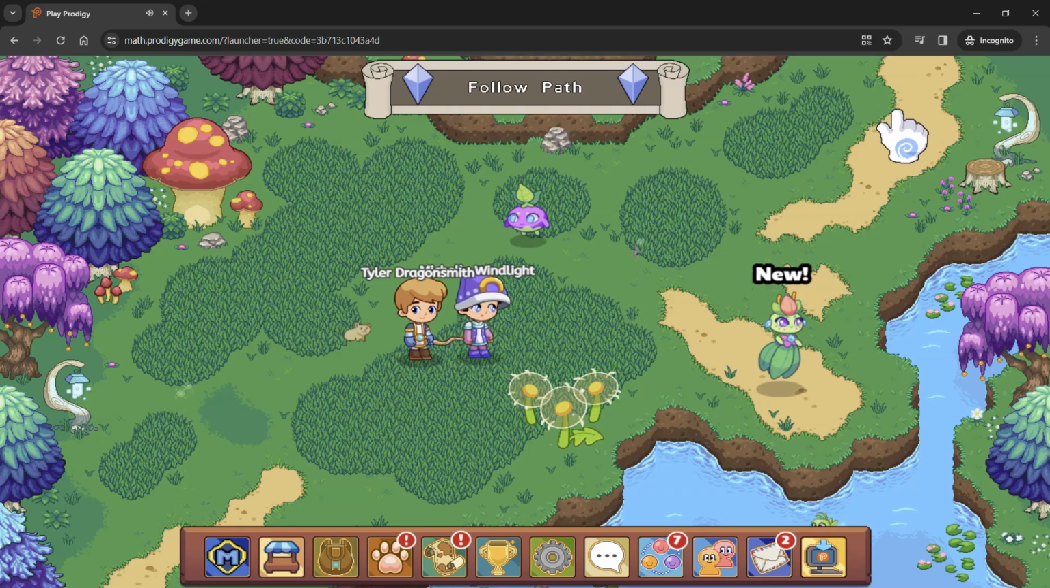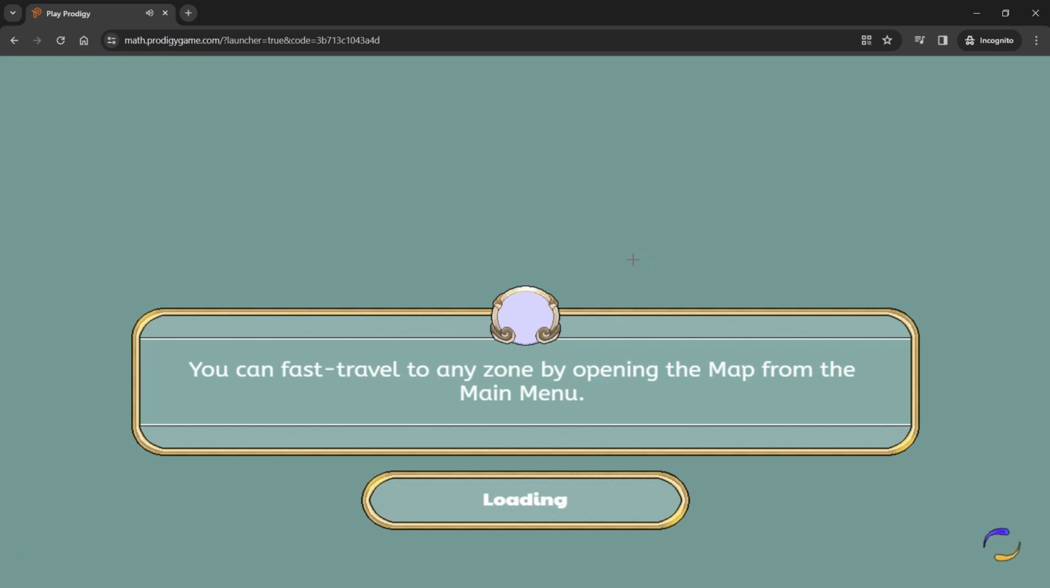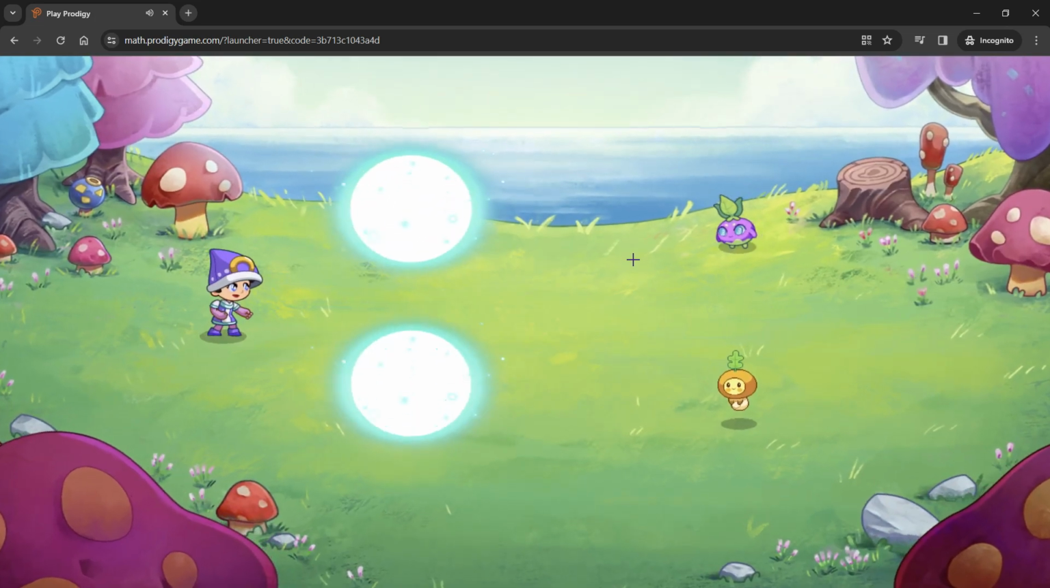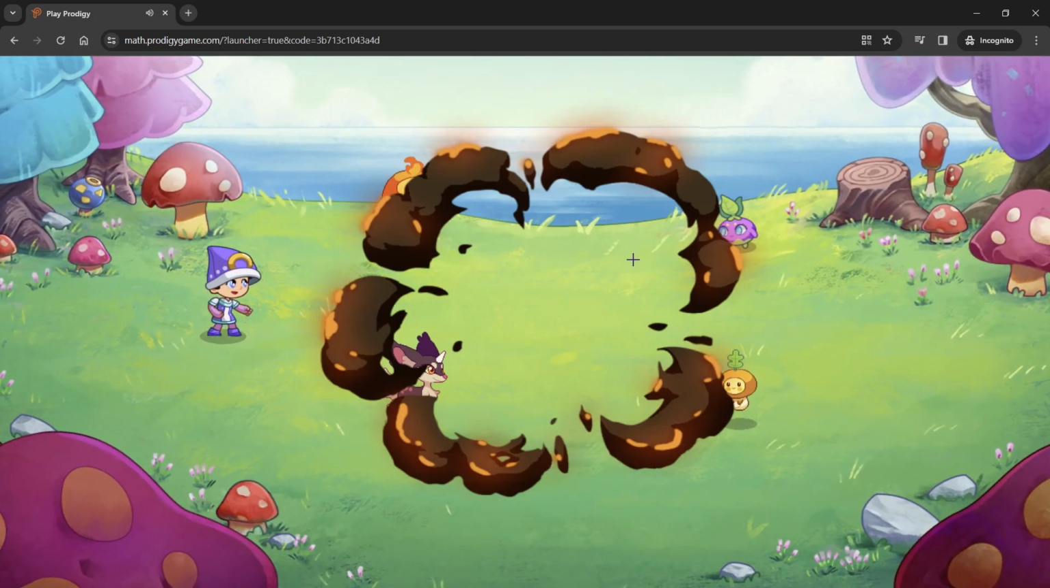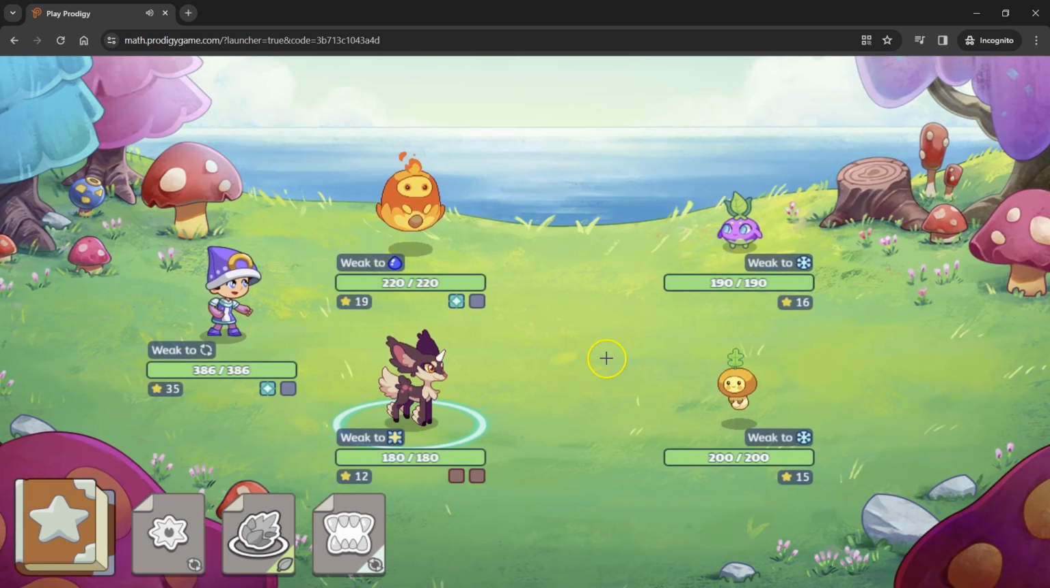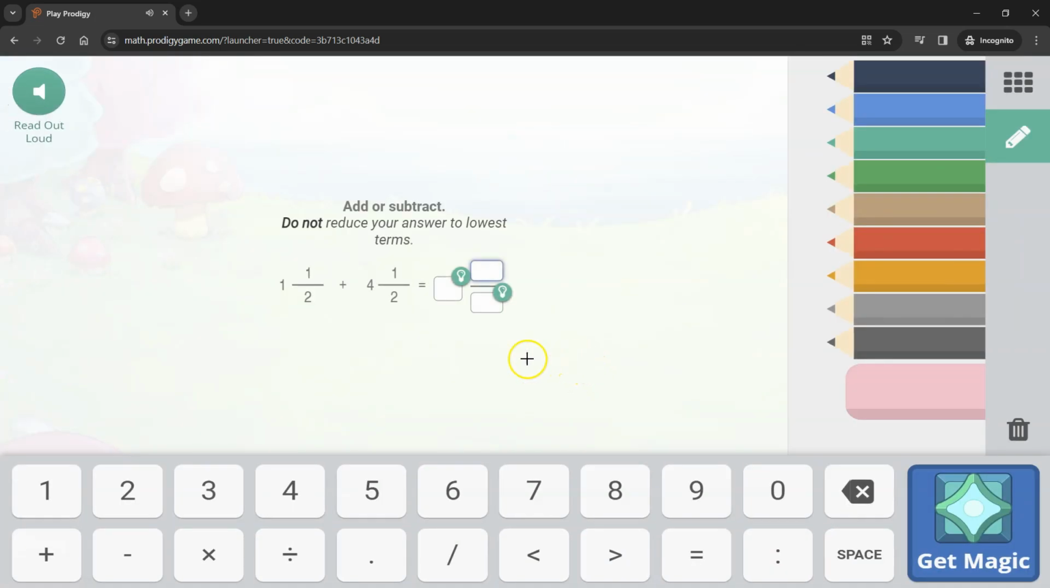Alright, let's keep moving forward. We got another one to fight. Again, this is 4th grade fractions. We're just playing a big long fraction video. Alright, it says add or subtract. We can see we're adding. It says do not reduce our answer to lowest terms.